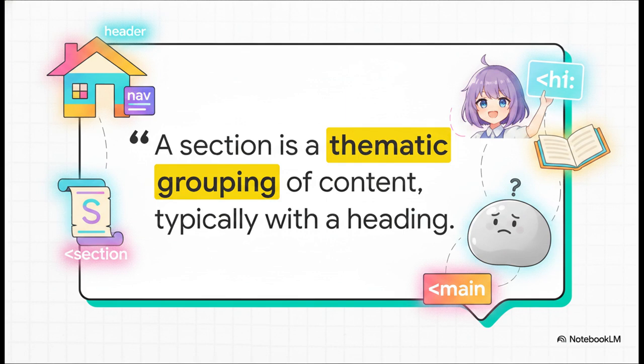Semantic elements are simply tags that have actual built-in meaning. In the old days of the web, developers used the generic div tag for literally everything, but a div doesn't mean anything. When you use a semantic tag, you're telling both the browser and screen readers exactly what each room in your digital house is actually used for.